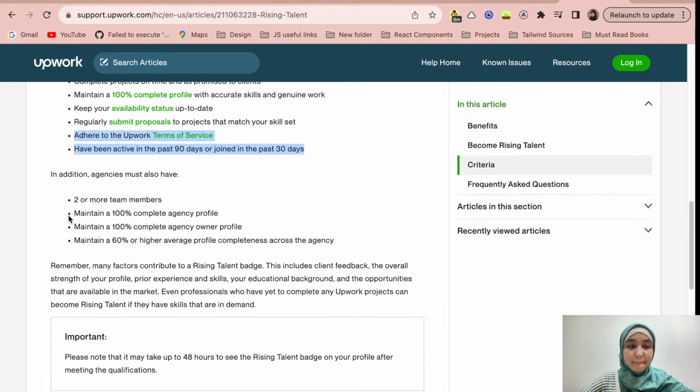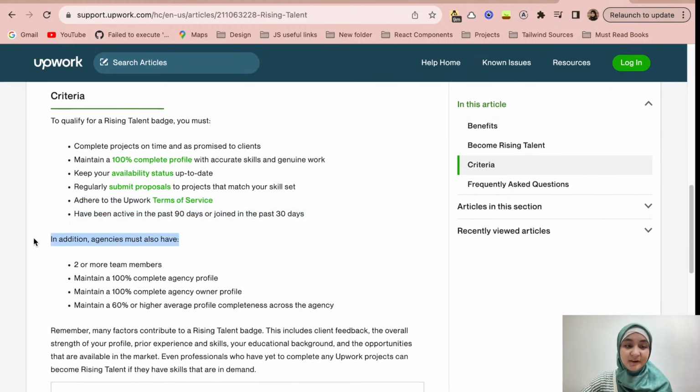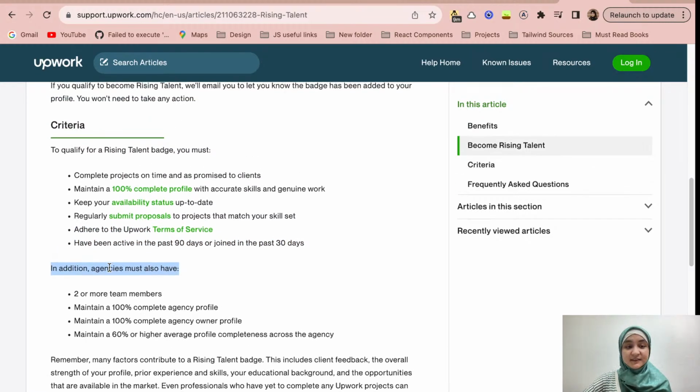Okay, and the next things are for agencies. We don't cover them because in these sessions we are only talking about freelancers. But agencies are groups of freelancers working as a company on Upwork.